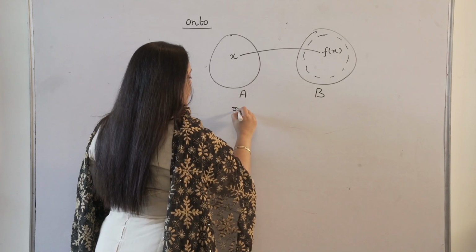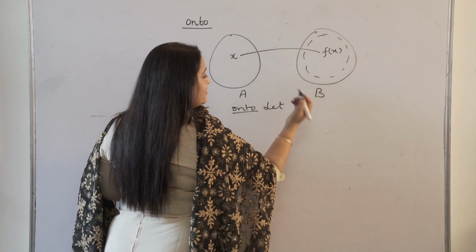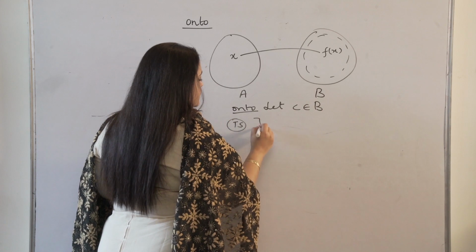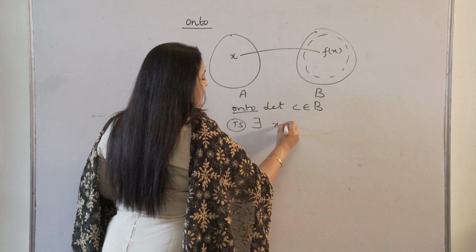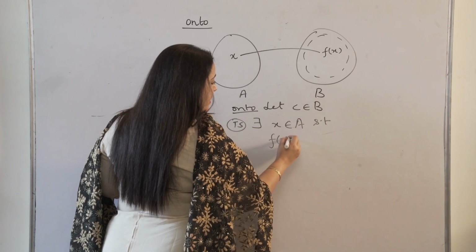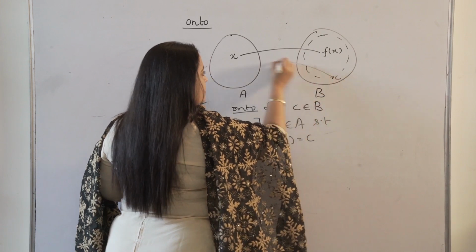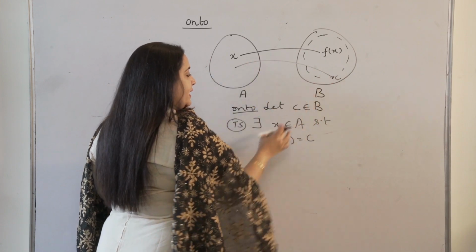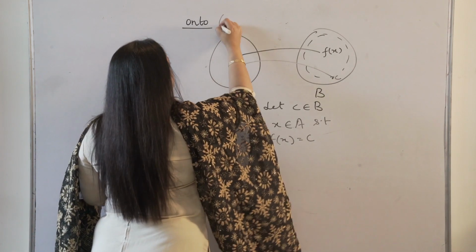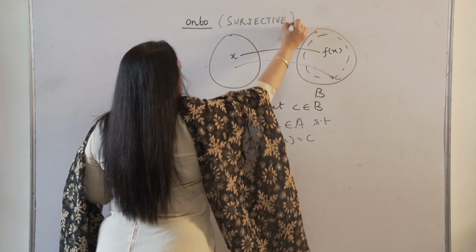So mathematically, to show that the function is onto, we need to take an arbitrary element in B, like say c belonging to B, and we need to show that there exists an element, say x, belonging to A, such that when f is applied to x, the answer comes out to be c. So every arbitrary element has a pre-answer, then and only then do we say that the function is onto. A function is said to be onto is also written as the function is surjective.